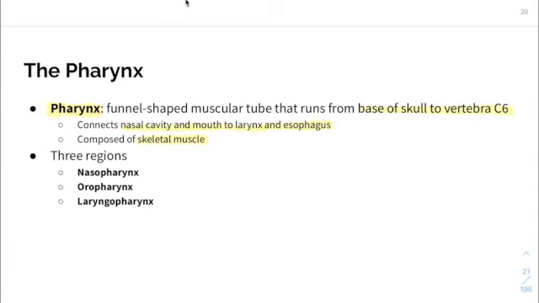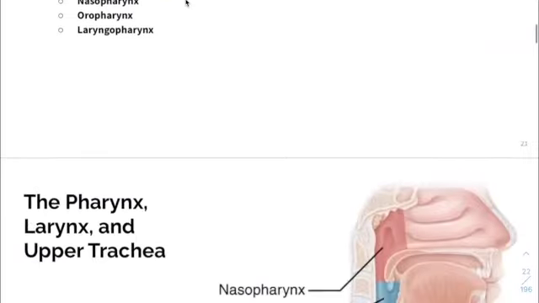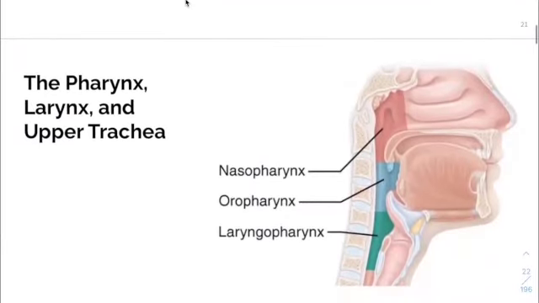So we have the nasopharynx, oropharynx, and laryngopharynx. So you can kind of guess where those are located. Nasopharynx is the posterior part of that, behind that nasal cavity. Oropharynx, oral, mouth. So it has to be part of that posterior mouth. And then the laryngopharynx is below that.